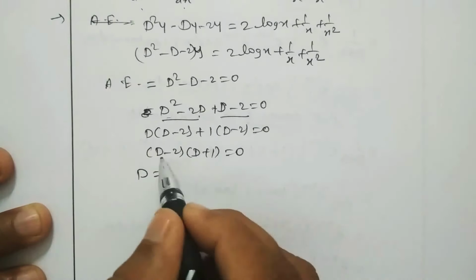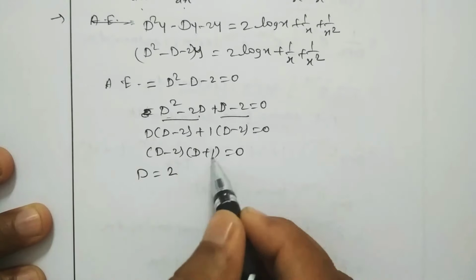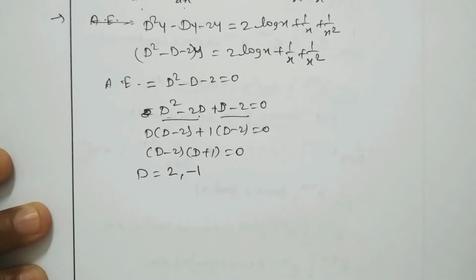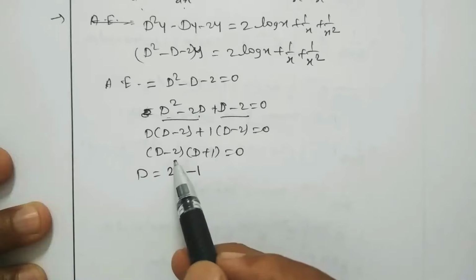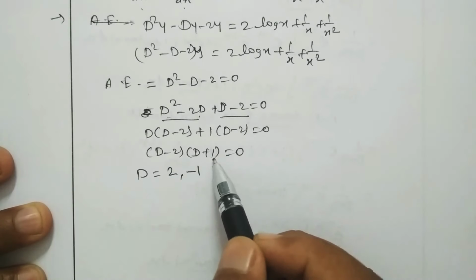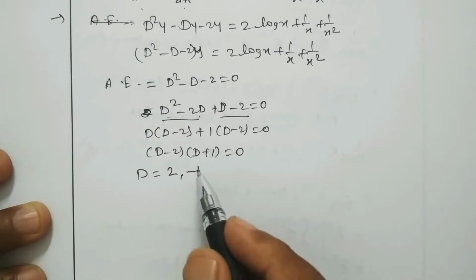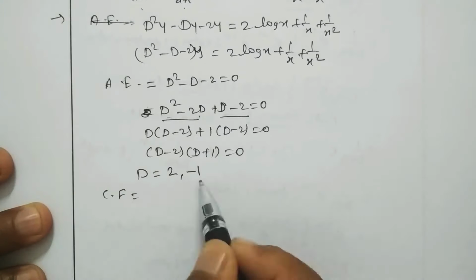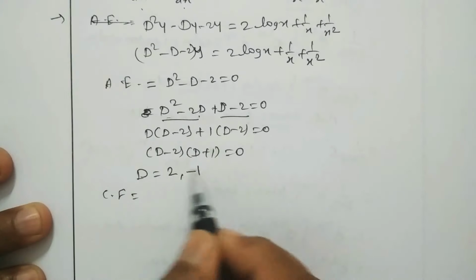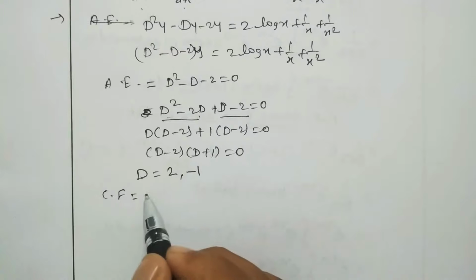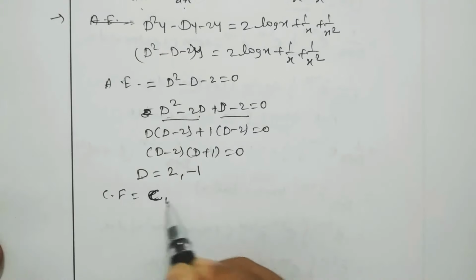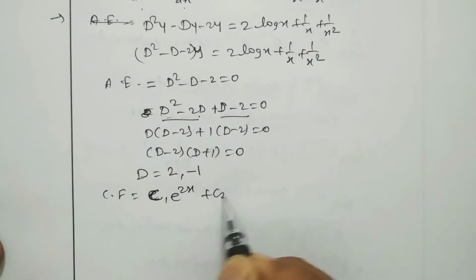From these factors the roots are: from this factor root is 2 and from this factor root is minus 1. Because d minus 2 is 0 means d equals 2, and d plus 1 equals 0 means d equals minus 1. So the roots are real and non-repeated, distinct. So CF is C1 e raised to 2x plus C2 e raised to minus x.